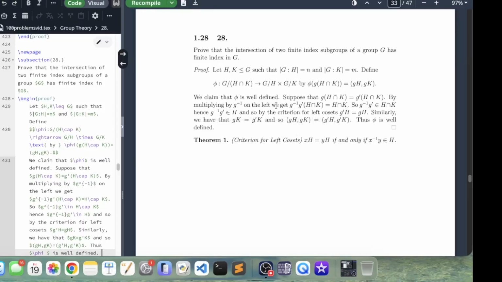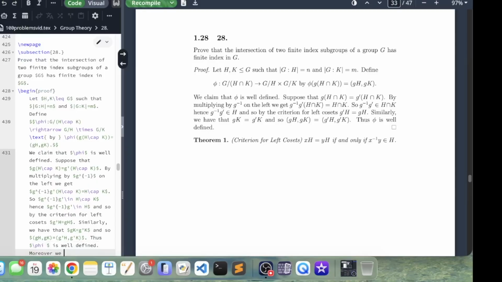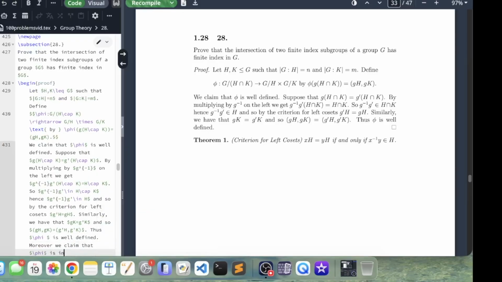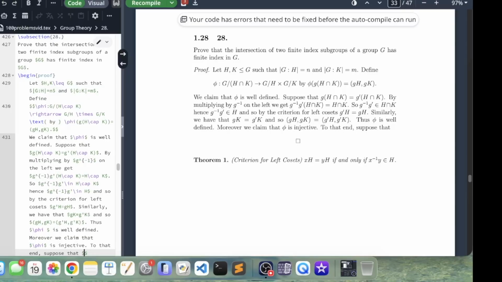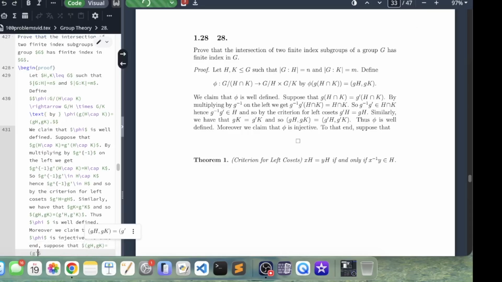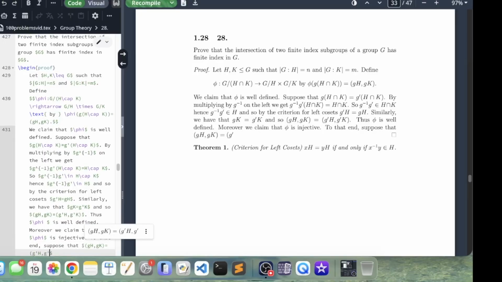Thus, phi is well defined. So we have well-definedness where we used the criterion for left cosets. Now we want injective. Moreover, we claim that phi is injective. To that end, suppose that we have two elements that are equal, GH, GK is equal to G prime H, G prime K. So this is kind of like going the other way. We're showing that two of the images being equal gives equal pre-images.